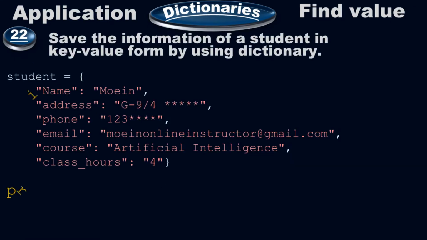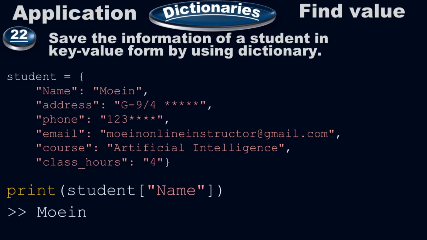But what if I want to take the print of student of name? It will specifically give me the value of the name. What is name? Name is the key. So it returns Moein here. Look, print of student of name, with name inside the quotes. Name is the key here. So when you run it, it will return the value. What is the value for the name? The value for the name is Moein. Therefore, you will see Moein in the output.